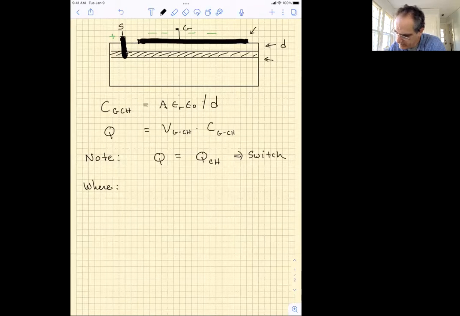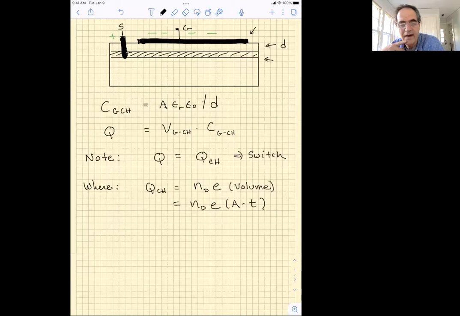Now here, of course, the total amount of free charge in the channel is just given by the density of electrons in the channel times the charge per electron times the volume of the channel, which is equal to N_D e times the area, okay, times the thickness of the channel, which I'll call t.